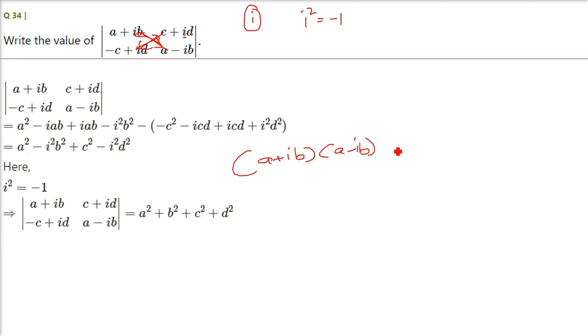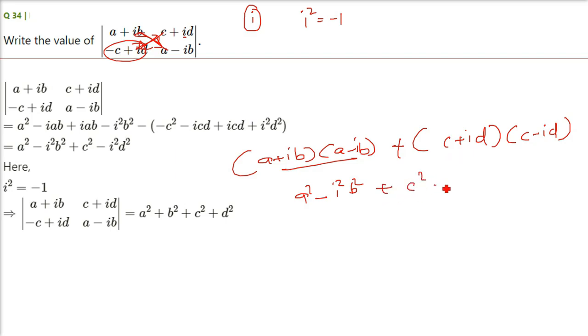Now you need to subtract this C plus iD. And since it is minus of C plus iD, if you take negative outside of minus C plus iD, it can be written as C minus iD, and negative can be taken out. Minus minus will be plus. You can apply this: A square minus i square B square, and then plus this C square minus i square D square. So i square is minus 1. So it will be A square plus B square plus C square. Here also i square is minus 1. Minus minus becomes plus. So you get A square, B square, C square, D square all added.